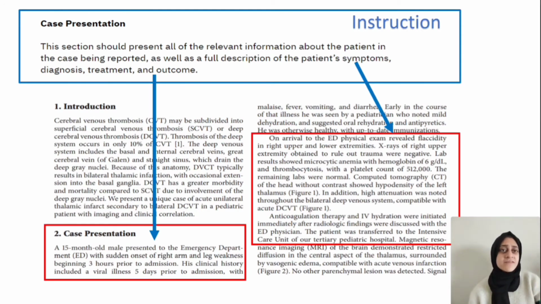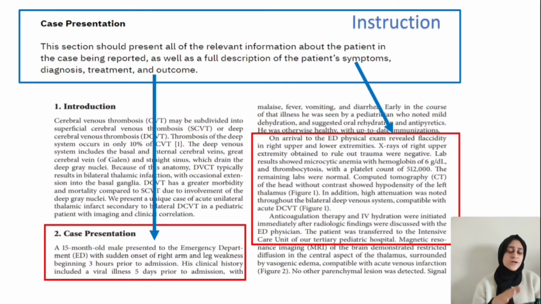And this article has stated that really well. They have told about this 15-month-old male presenting into the emergency department with right-sided arm and leg weakness. X-rays were completely fine, and the labs showed some anemia over there. And then the CT was the one where they saw hypodensity in the thalamic region.